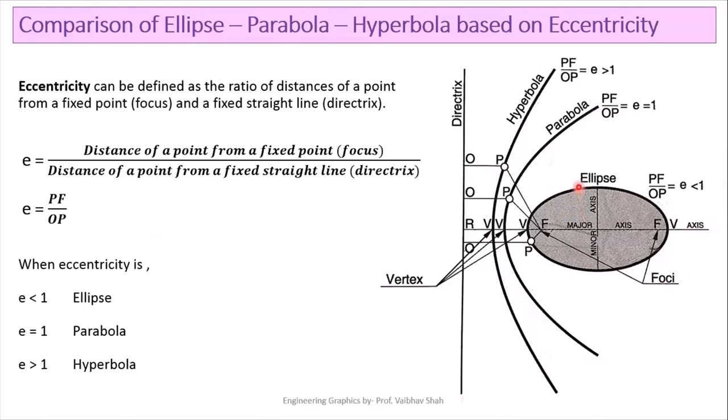So this shape is your ellipse, this is known as an ellipse. This second curve is your parabola and the third curve is your hyperbola. Now we'll first define eccentricity for the ellipse by our definition.